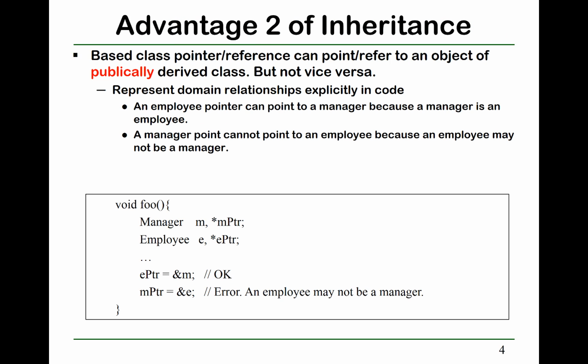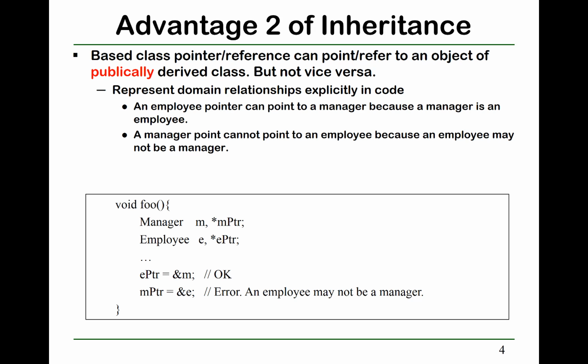The second advantage is that the base class pointer or reference can point to or refer to an object of a derived class, but not vice versa. And this makes sense. An employee pointer can point to a manager because a manager is also an employee. But a manager pointer cannot point to an employee object because an employee may not be a manager.